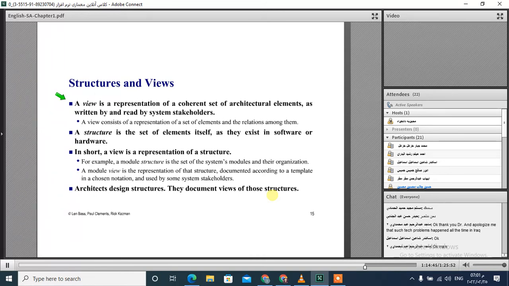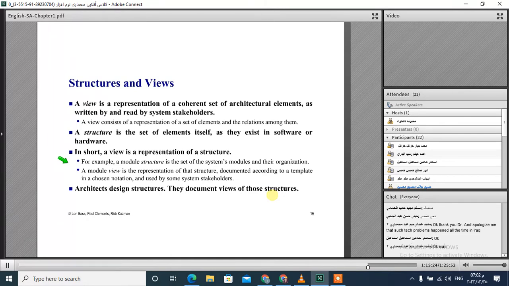And these views are written by the designers of the system, by the architect of the system, and will be read by other stakeholders of the system. As we said before, a structure is a set of elements itself, and for different sets of elements, we need different types of views to show and represent those elements and their relationships. So a view is a representation of a structure.